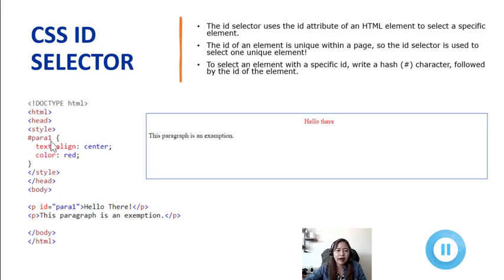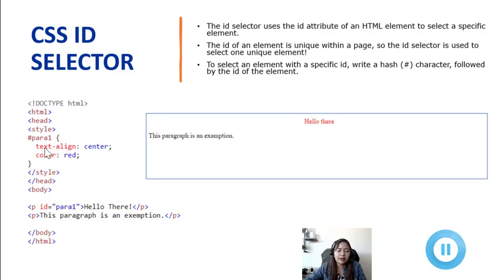So how do you define a particular style? This one is going to be a unique name. It's a unique element. So here there will be no other para1 inside your style code. So para1 means that you want your alignment to be center and you want the color to be red.